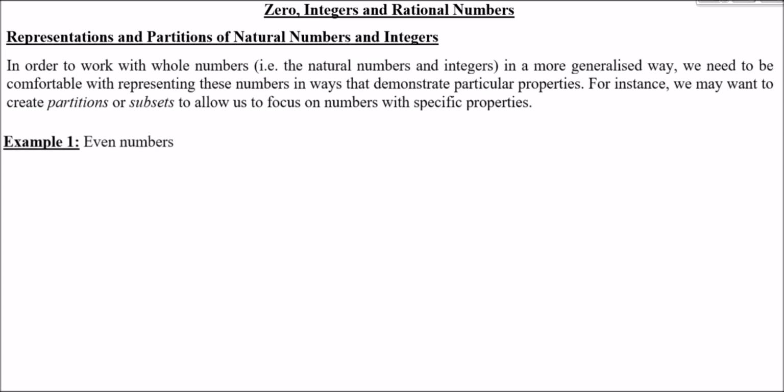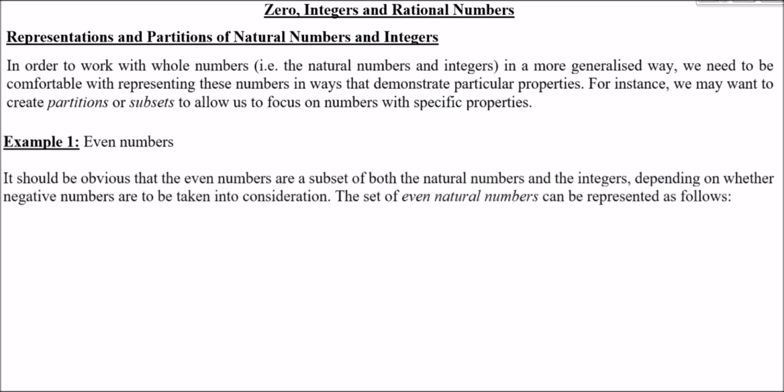So a common useful ploy is to partition the number line into the even numbers. It should be obvious that the even numbers are a subset of both the natural numbers and the integers, depending, that is, on whether negative numbers are to be taken into consideration. Some people might just think of even numbers as positive only. In fact, that's my preference too. Anyway, if we just think about going for the positives, then the set of even natural numbers can be represented as follows. So we could have 2, 4, 6, 8, 10, all the ones in the 2 times table essentially. That's doing it purely numerically.